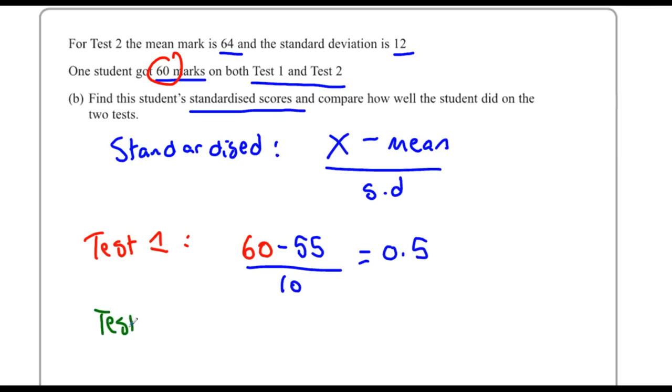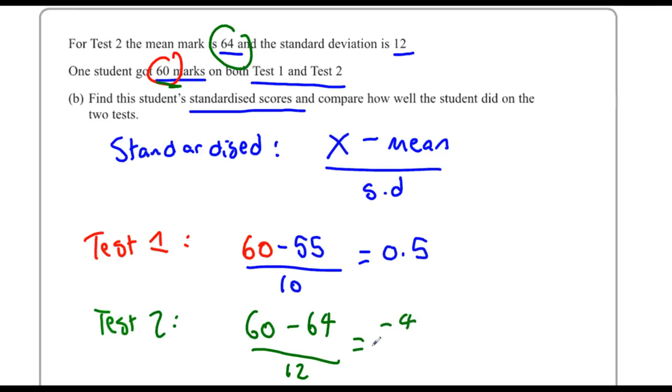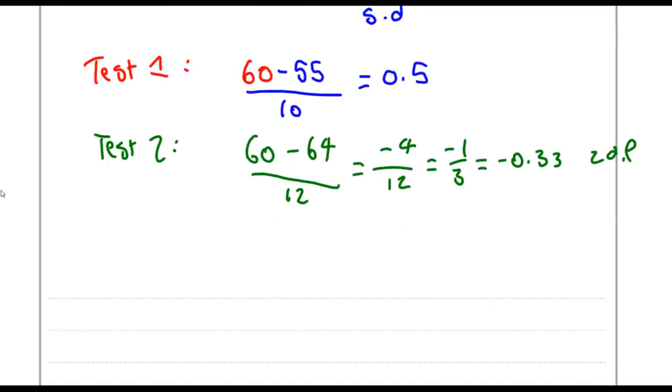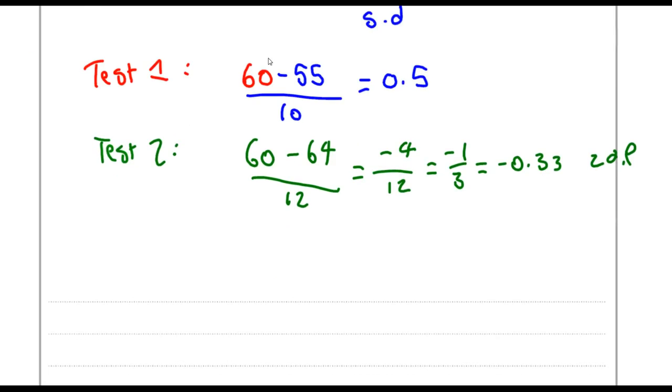For test 2, we've got the same mark, 60 again, but we're going to take away the mean of 64, divide by a standard deviation of 12, so that's going to give us minus 4 over 12, which is minus a third, which is minus 0.33 to 2 decimal places. So let's read the question again. Find the student's standardized score, compare how well the student did on the 2 tests. So let's write a bit about that.